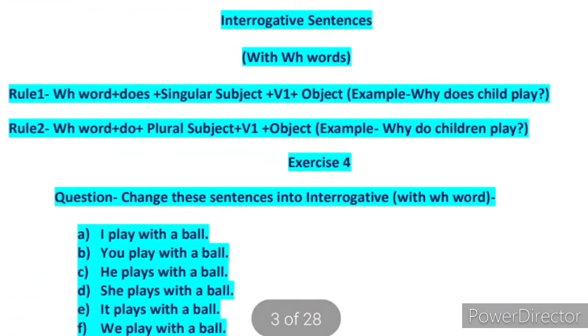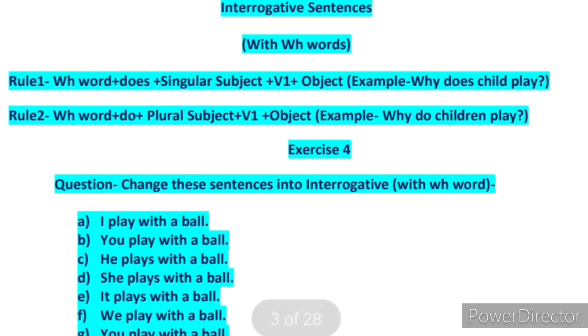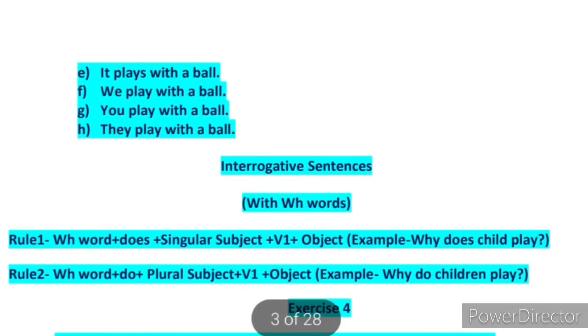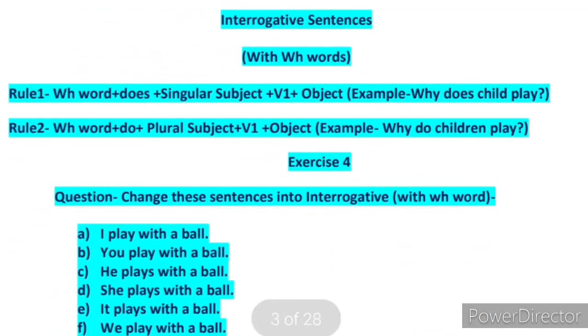Next is interrogative sentences with WH word. The structure is the same. Everything will be the same as it was in the yes or no answer type. So here we are supposed to add WH words in the beginning. Rest will be the same as it was in the yes or no answer type. Structure, rule, formula will be the same. So here, I am just adding a WH word. WH word plus does plus singular subject plus v1 plus object.